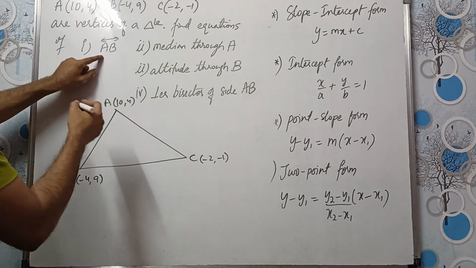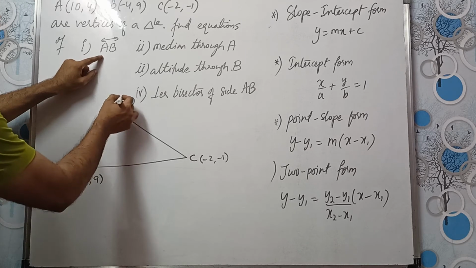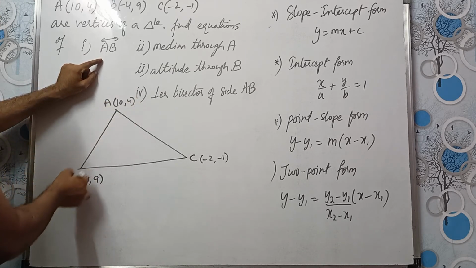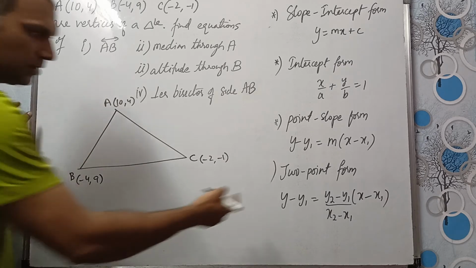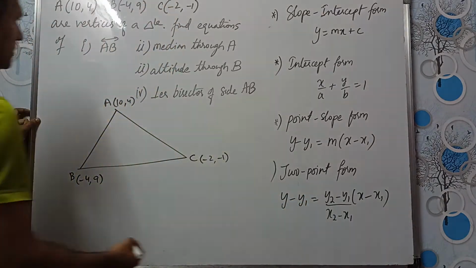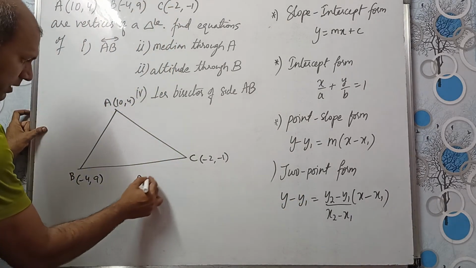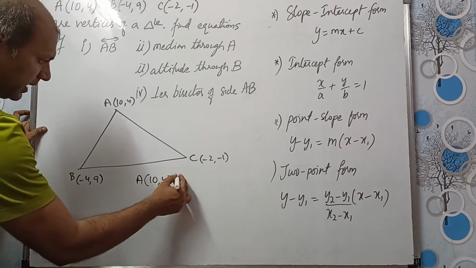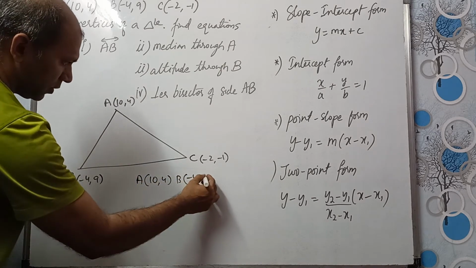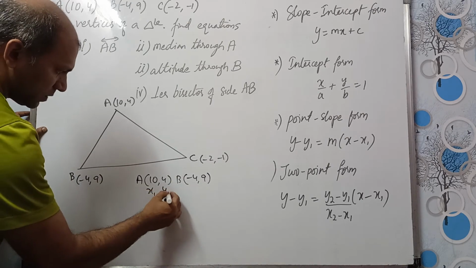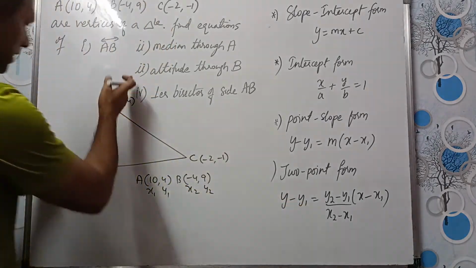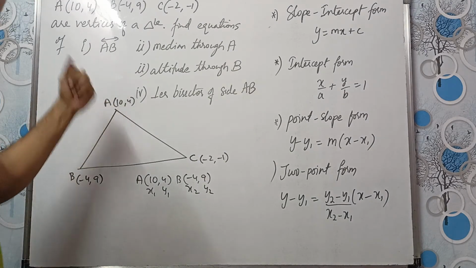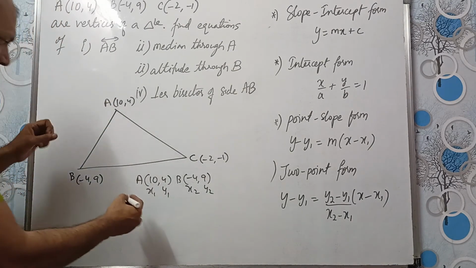First one is we need to find the equation of this line, this side AB, can we find? We have 2 points, so the 2-point form. A value is 10 comma 4 and B value is minus 4 comma 9. We can take this as x1 y1, this as x2 y2 and substitute it here. We'll get the equation of this side AB, right? First one will be done, so let us do that.